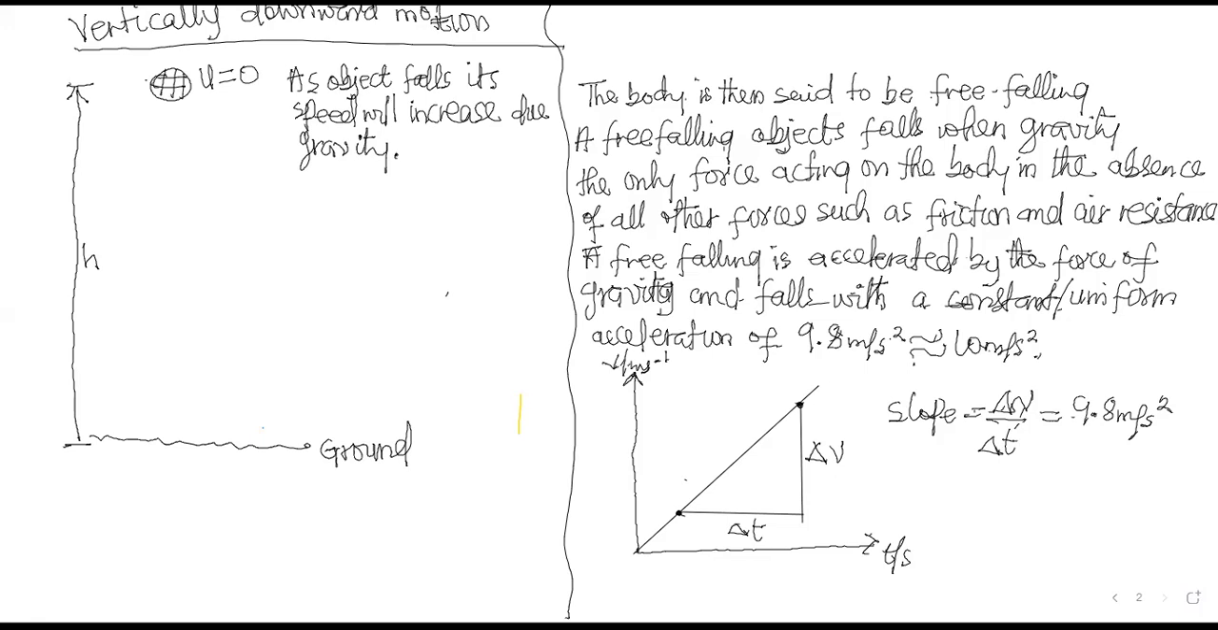So that's the slope of the velocity time graph for a free falling body. For a free falling body, the slope is equal to.